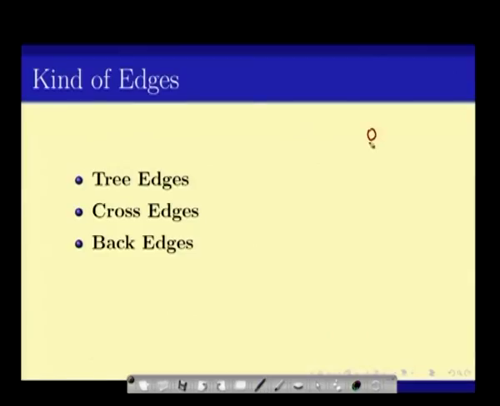Welcome back after the break. So, before the break we looked at the DFS algorithm, and note that in this DFS algorithm we had three kinds of edges. Let me draw some. So, say this was the tree that the DFS algorithm output. So, think of these as the selected edges. So, these are the tree edges.